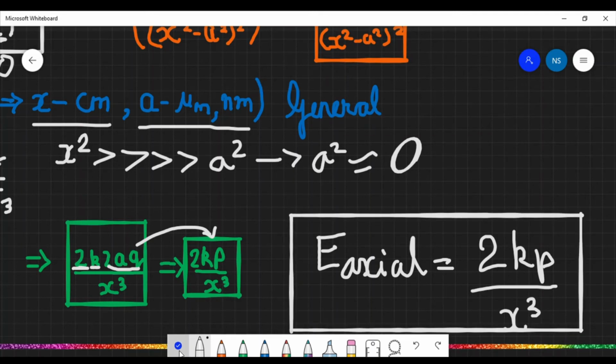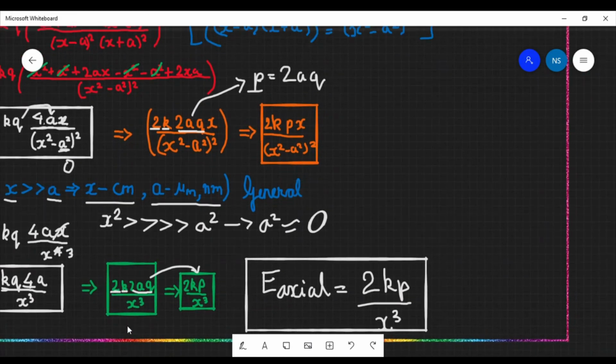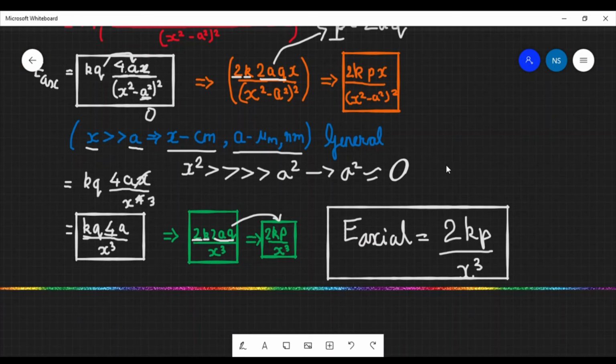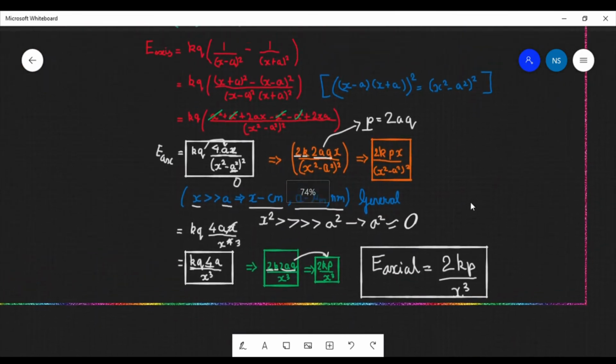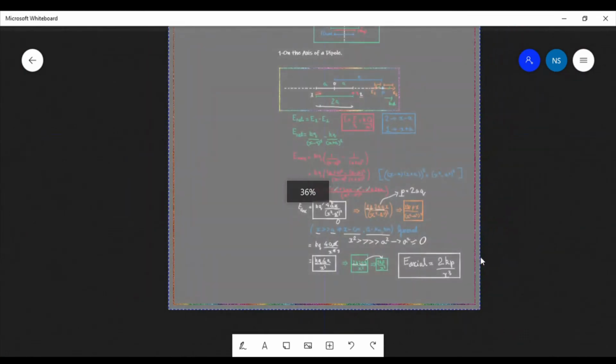Now there is one more formula for a point which is kept on the equatorial or perpendicular bisector of the dipole. This we will do in the next video. So for today only this much.